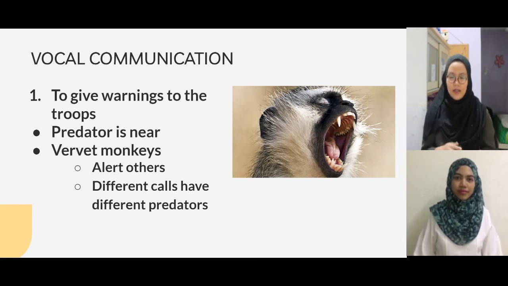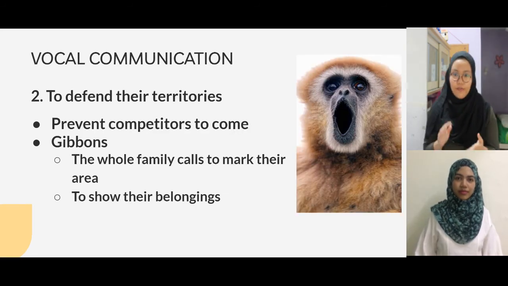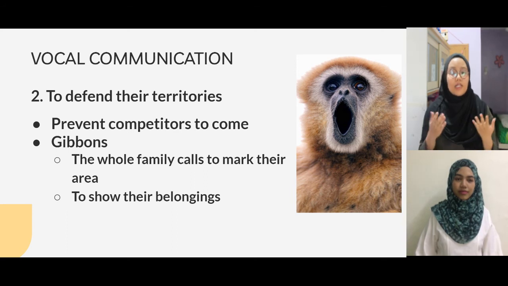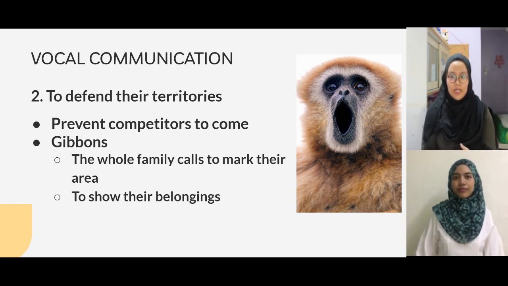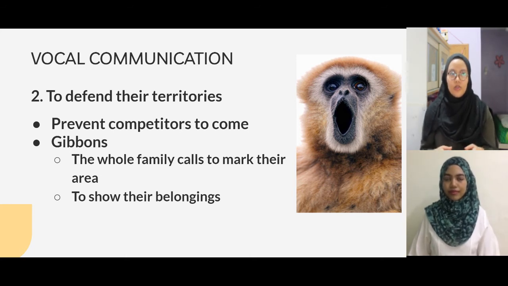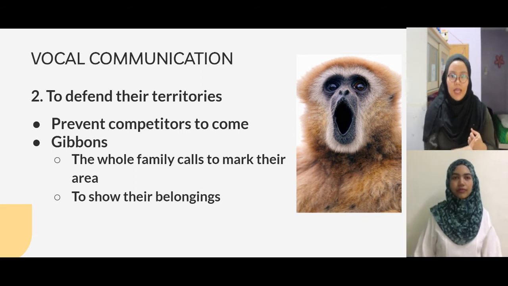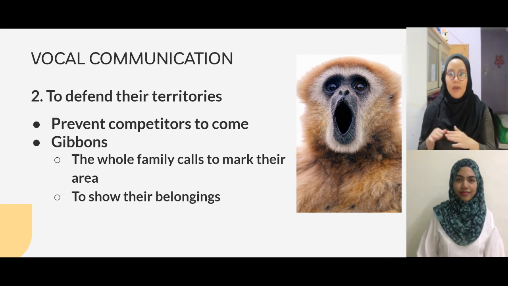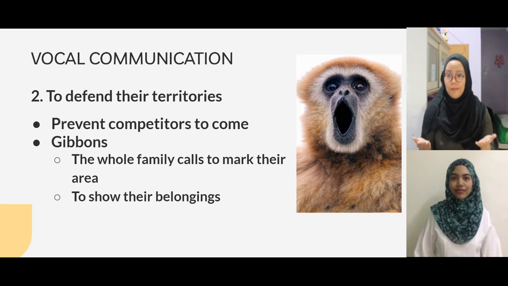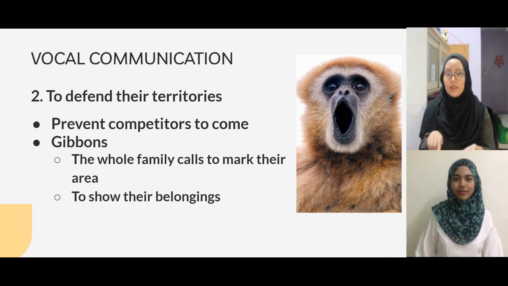On the other hand, another reason animals use vocal communication is to defend their own territories. It is possible that the animals feel threatened by competitors coming to their territories. To illustrate this situation, all of the gibbons, including the pair of male and female, and their offspring as well, use calls to mark their area to show the competitors that the area is their belonging. Hence, the competitor will avoid coming to their territories.